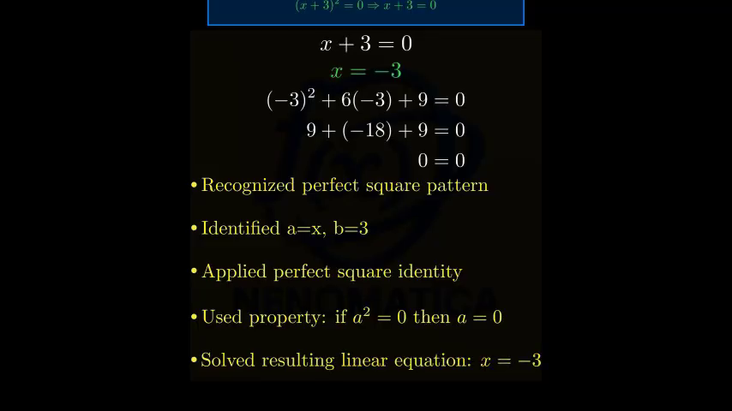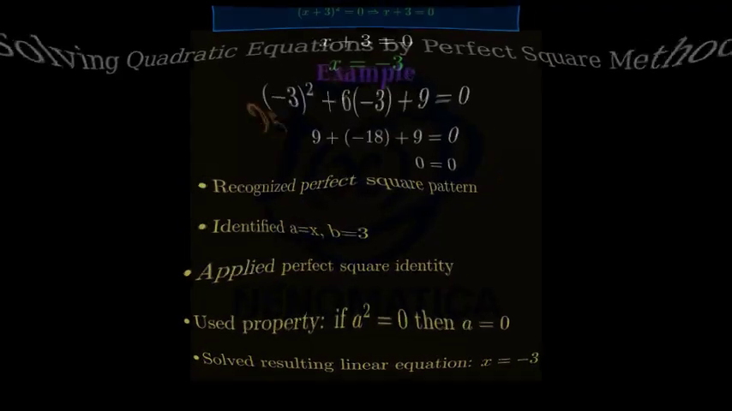Let's recap what we did in this example. 1. We recognized that our quadratic equation matched the perfect square pattern a squared plus 2ab plus b squared. 2. We identified that a equals x and b equals 3. 3. We applied the perfect square identity to rewrite the left side as (x plus 3) squared. 4. We used the property that if a squared equals 0, then a equals 0. 5. We solved the resulting linear equation to find that x equals negative 3.